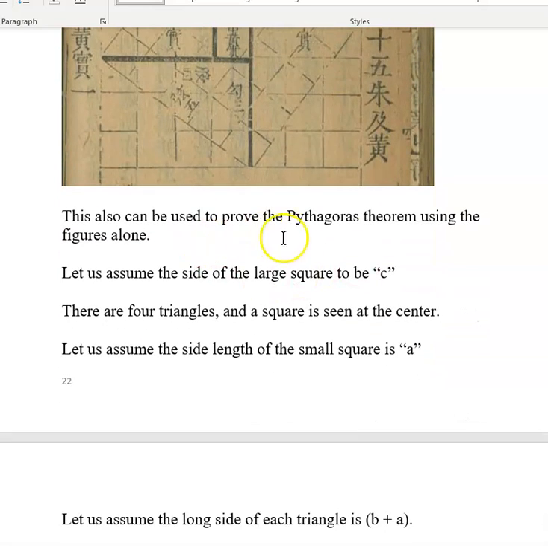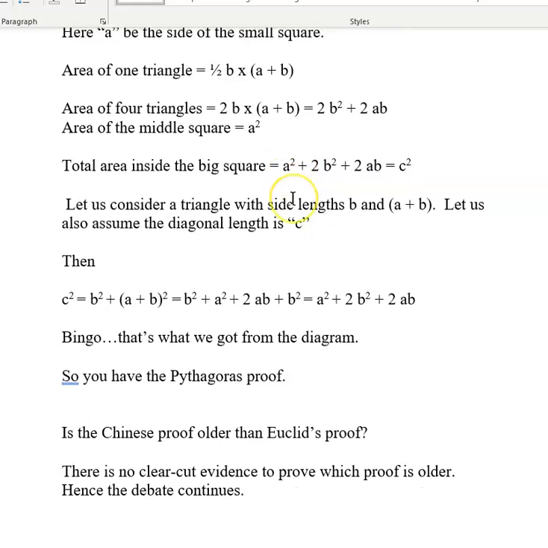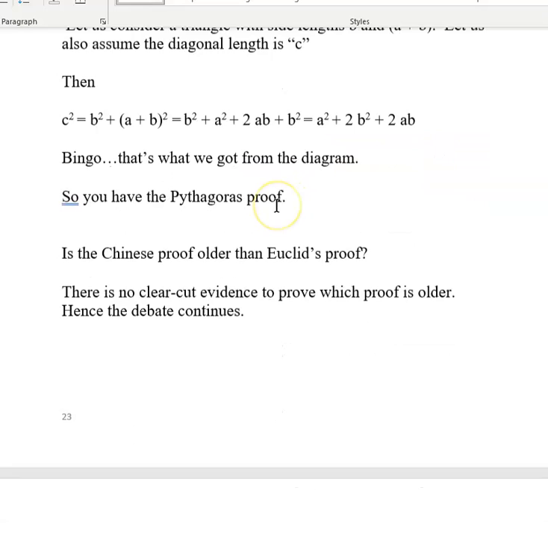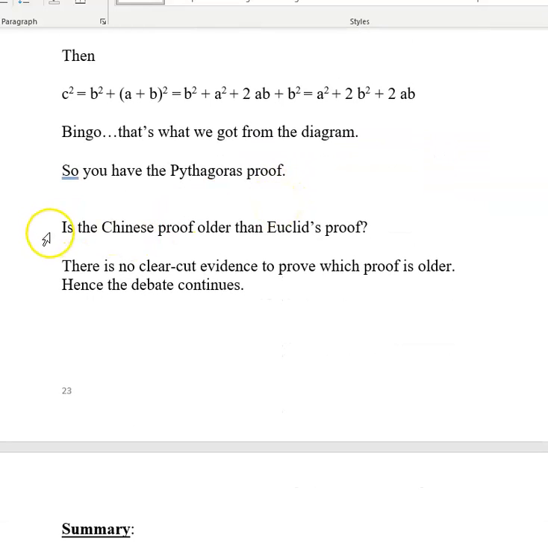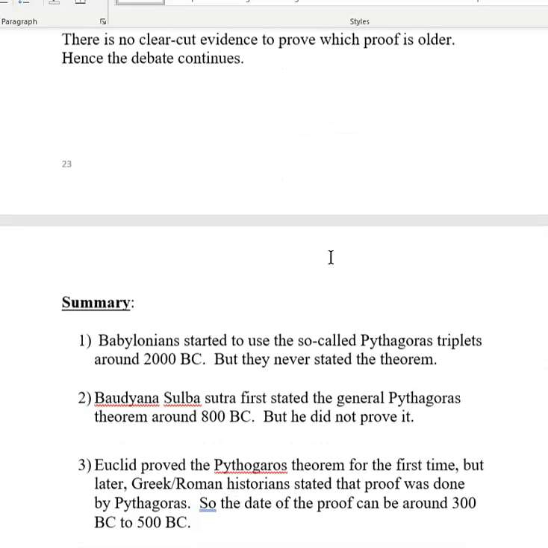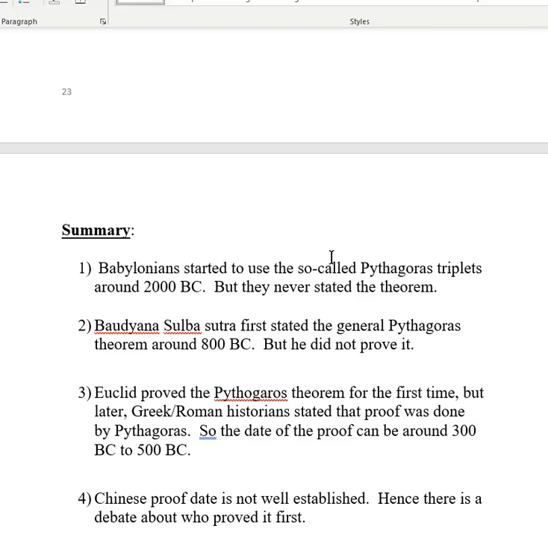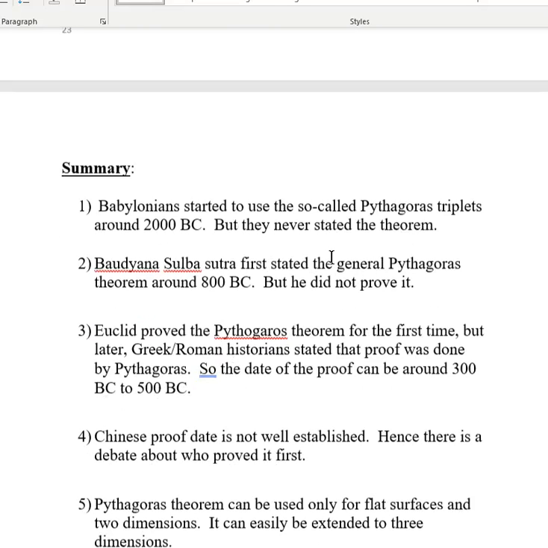This also can be used to prove, this is another diagram here. Let us assume the side of the largest square is the same thing. You could go through this, it's the same thing. Now the big question is, is the Chinese proof older than Euclid's proof? I did not give Euclid's proof, it's available everywhere on the internet. It's a pretty long proof. But the question is, who proved it first? We don't know. We don't know if the Chinese proof is older than the Greek.